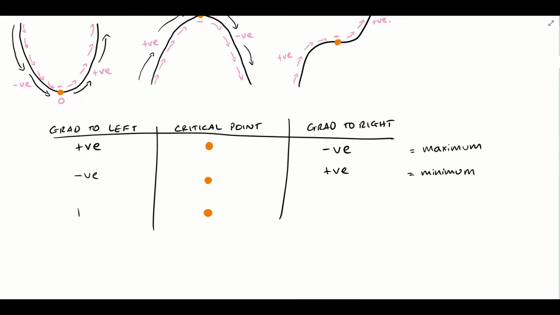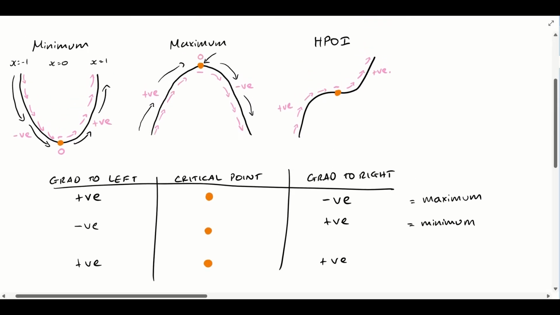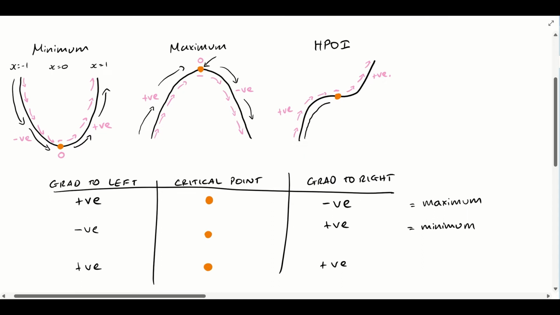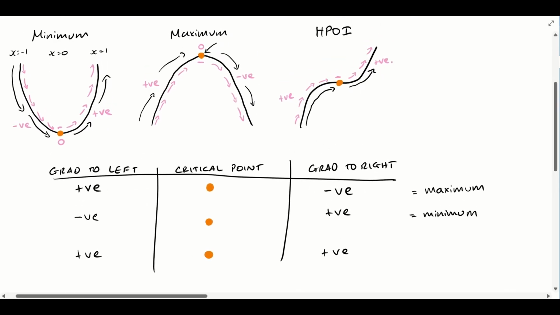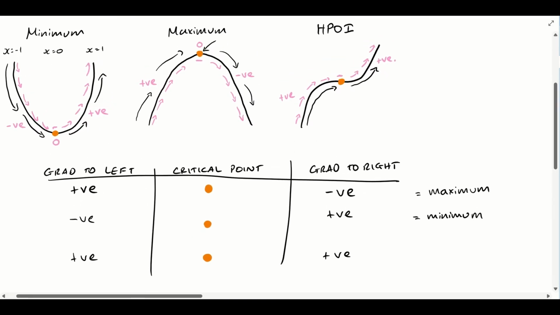And then what if we're positive on both sides? So that means we're climbing positively, and then positively again. That's going to be a horizontal point of inflection, okay? Because we just keep going. We sort of stop for a second at our critical point, and then we keep climbing again. So that's going to be a horizontal point of inflection.